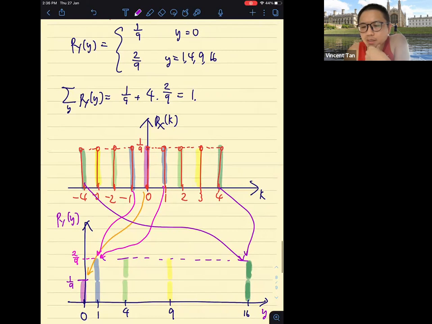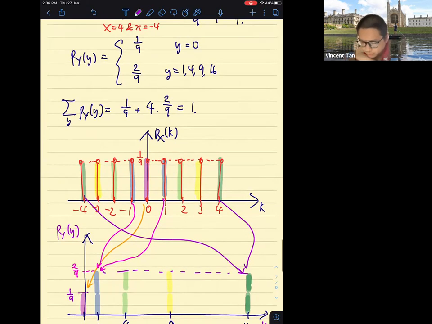Do we need to write 0 otherwise? You can write whatever you want as long as you know what you're doing. I prefer to be very explicit and write y equals 0 and y equals 1, 4, 9, 16. Please don't write y not equal to 0 or otherwise, because it's very ambiguous. Y not equal to 0 can mean anything, right? But y specifically is these values. Okay? Understood?